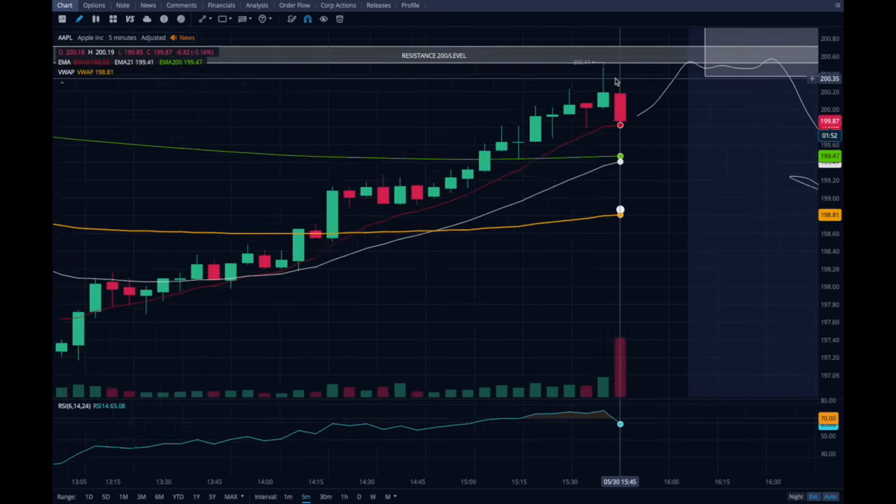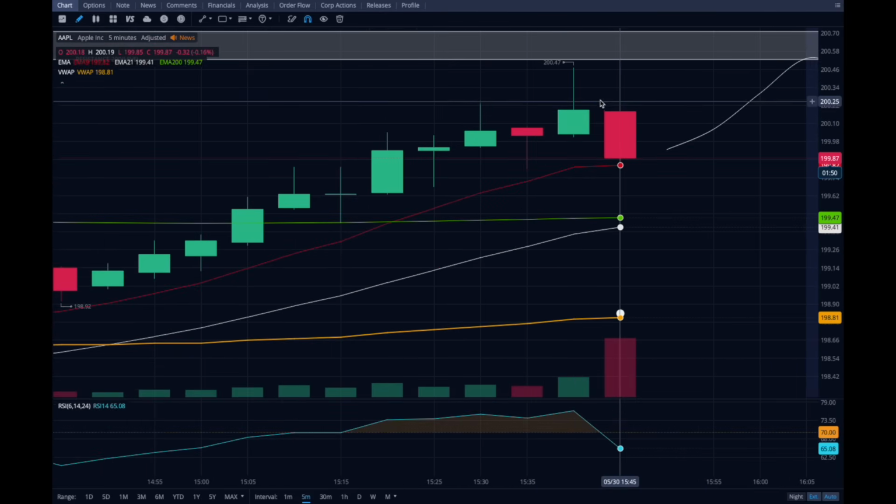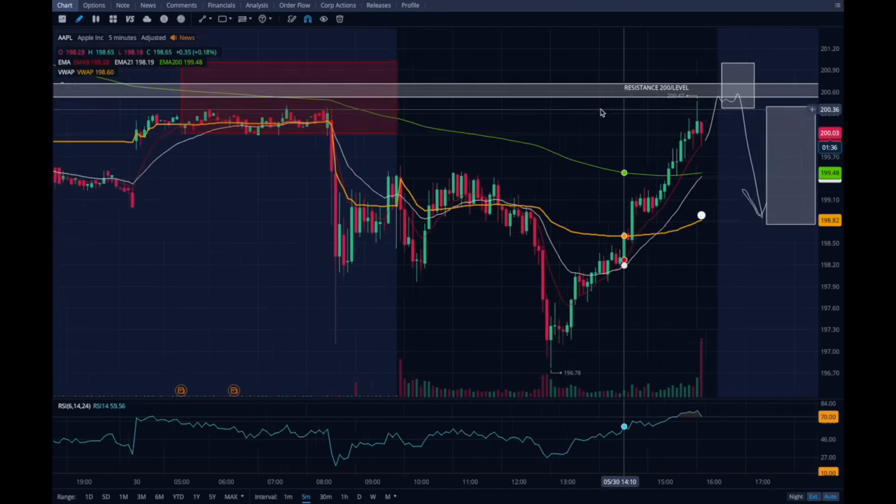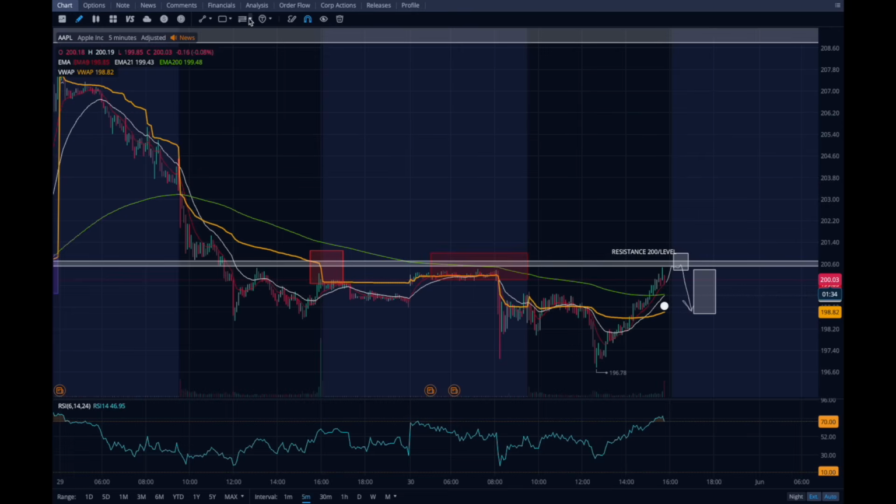When you see candles like this, you see how thin this green wick is? That means the buyers are not pushing it up anymore. So the buyers are trying to push it up, and there's not many buyers from 200.47 to 200.19. Focus on the levels, look at the previous simple break and retest strategy.